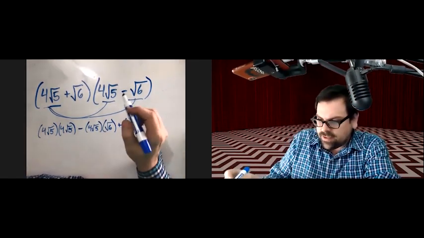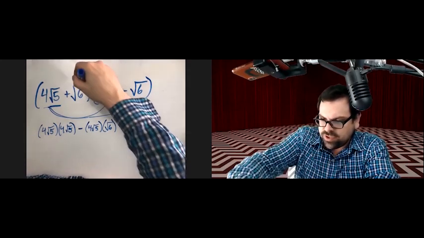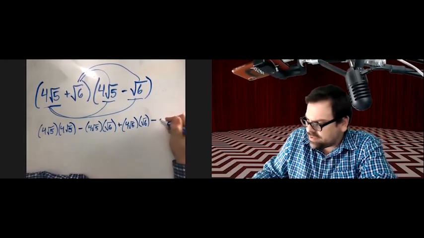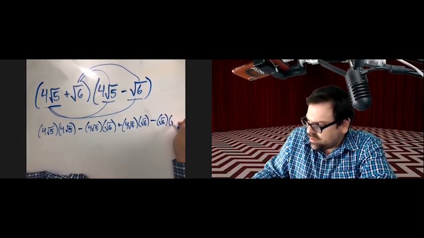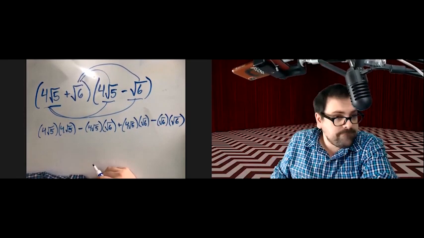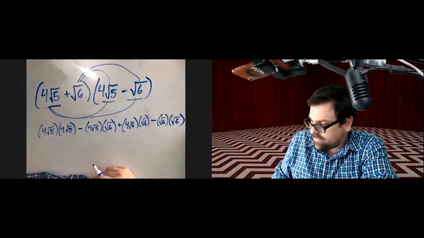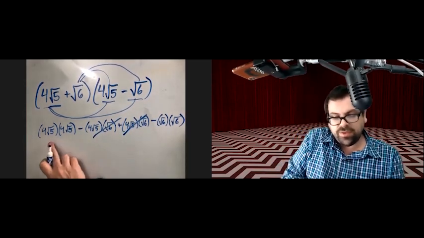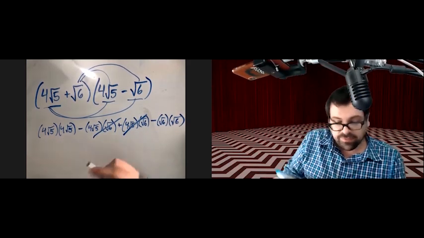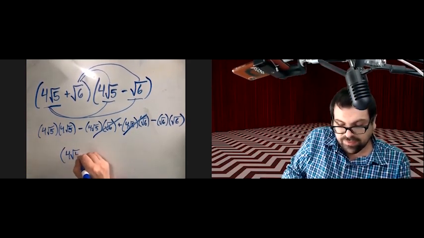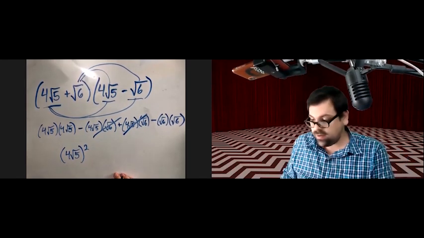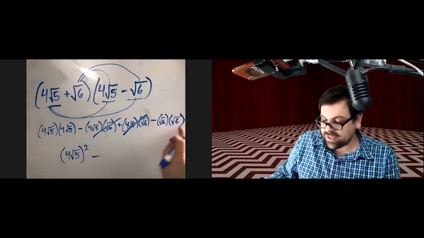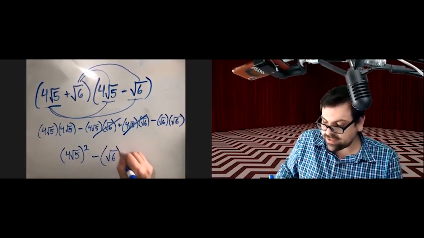And then last. So we just did inner, now we do last. Positive times negative is negative, radical 6 times itself. These terms are the same. They cancel each other out. So we're left with 4 radical 5 times itself, or 4 radical 5 squared, and then minus radical 6 times itself, or radical 6 squared.